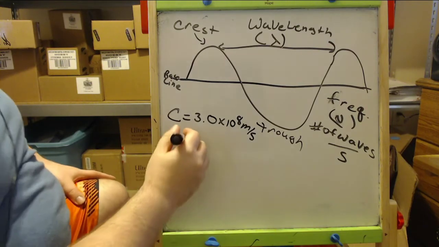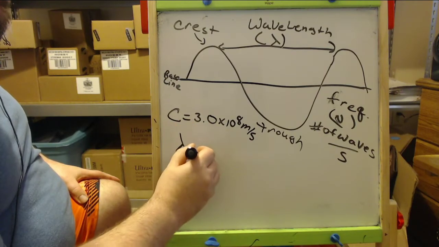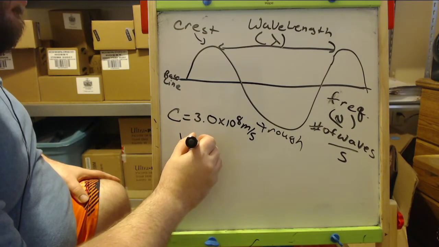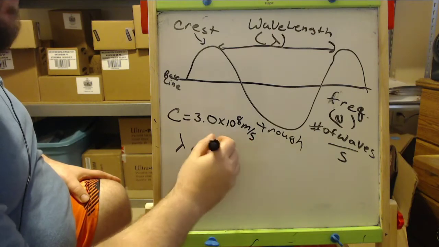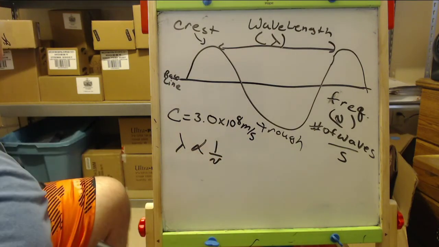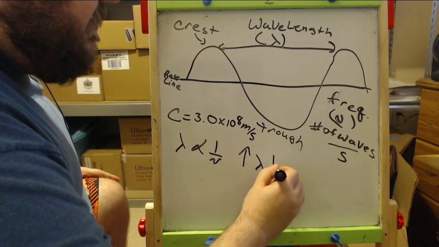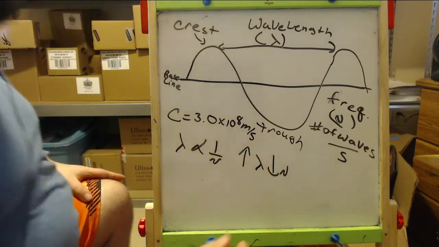So how many full waves pass a point in a given second? Well, that means that wavelength is inversely proportional to frequency, or directly proportional to 1 over the frequency. Meaning, as wavelength increases, frequency decreases, and vice versa.